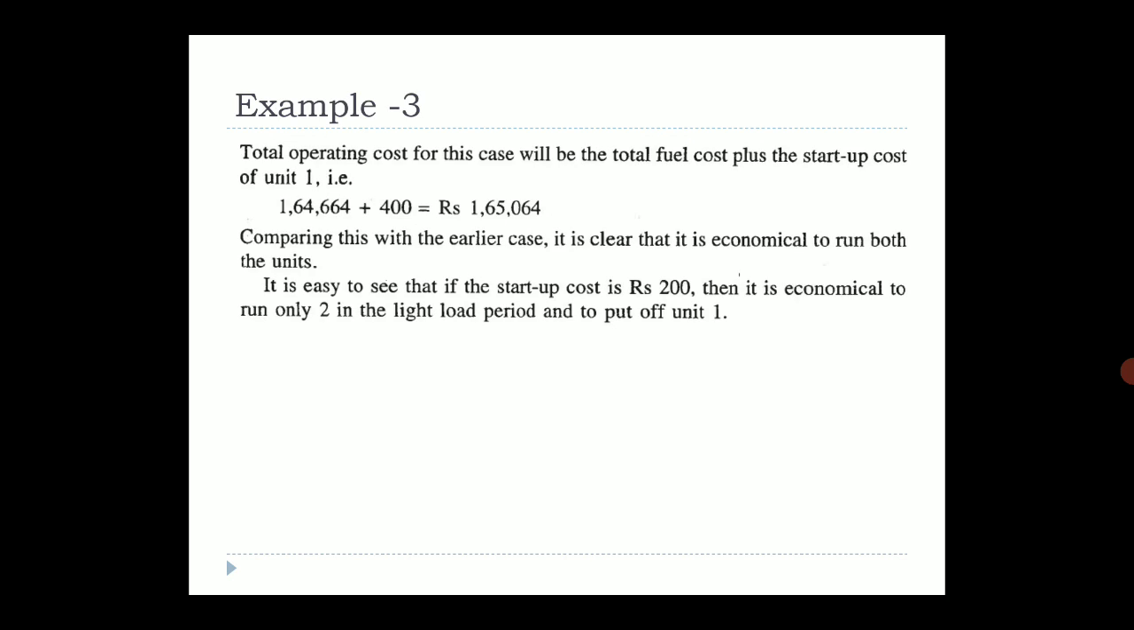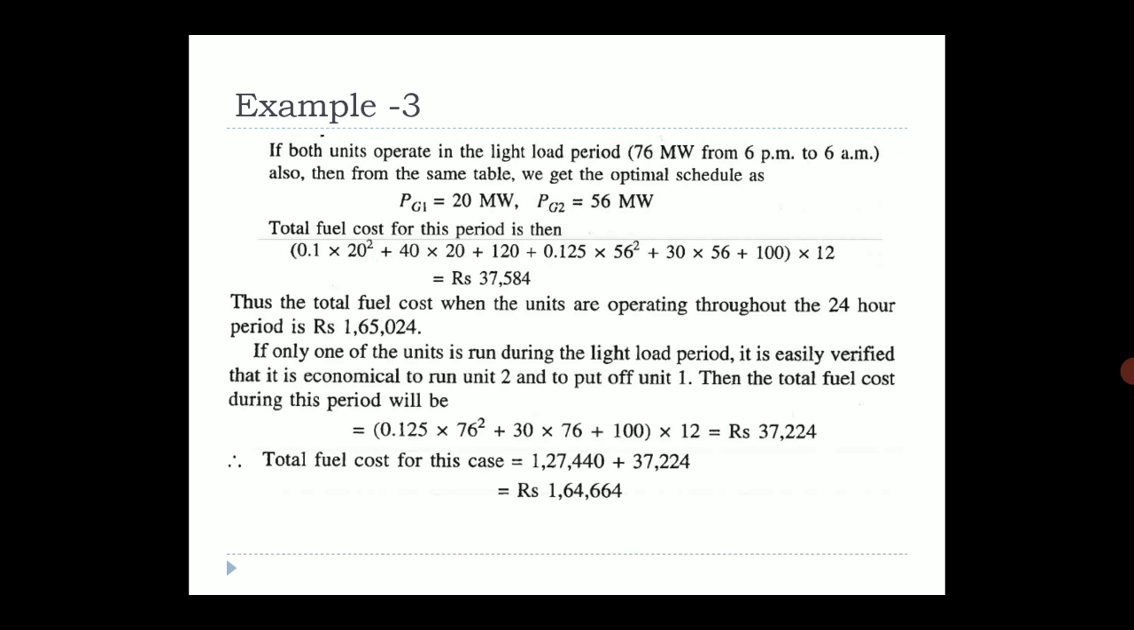The total operating cost for this case would be the total fuel cost plus the startup cost of unit 1. Remember that was added. It gave 1,65,064. Comparing to the earlier case, it is clear that it is economical to run both the units. You can see that if the unit is switched off, you will have a cost of 1,65,064, whereas here it is 1,65,024. So you have a slight benefit if we run both generators.